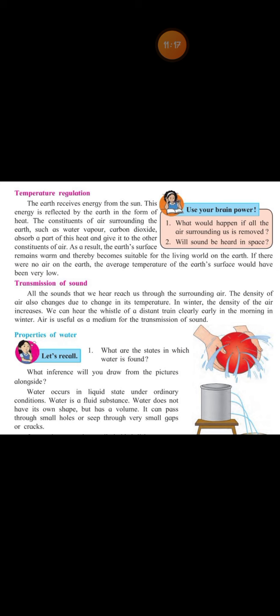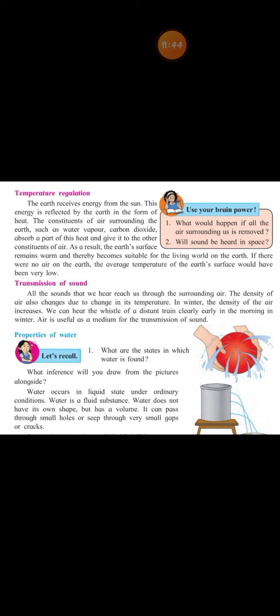Fine, children. Children, what would happen if there would be no air on earth? If there were no air on earth, the average temperature of earth's surface would go very low, and we all would not be able to survive in that atmosphere. Okay, children. Next, transmission of sound.